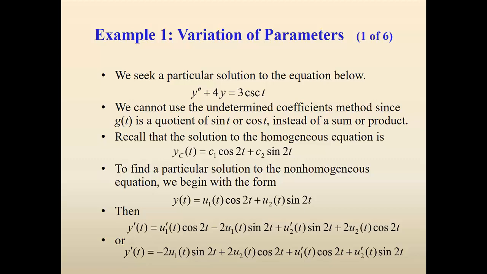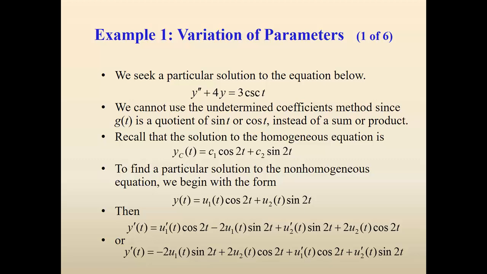We can get cosines and sines. Well, cosecant is the quotient of 1 over sine, but that's not a possibility from our differential equations and from the characteristic equation. Because of that, all we have at our disposal is the homogeneous equation. yc is equal to c1 cosine of 2t plus c2 sine of 2t.